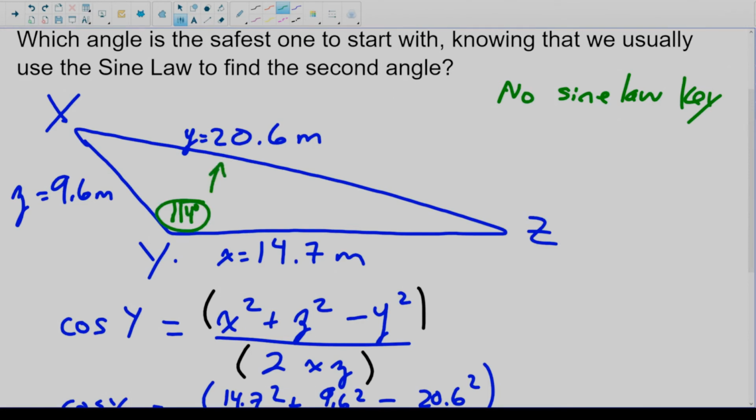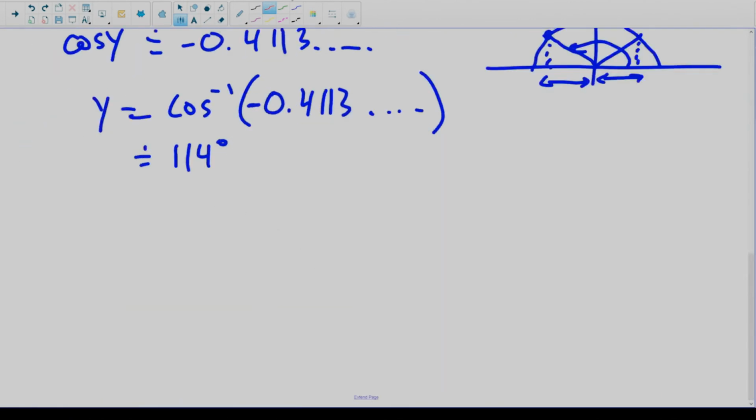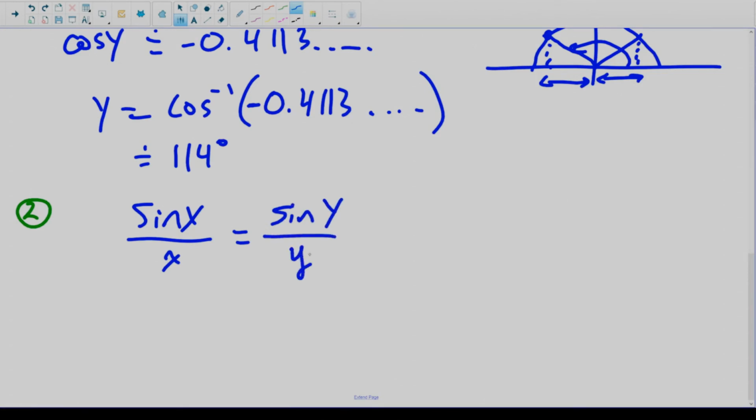Okay, well now I have a sine law key. So let's say we find angle X next. This will be step 2 here. We're going to do sine x over little x is equal to my key values, sine big Y over little y. And because my y side is bigger than my x side, I don't have to worry about the ambiguous case. So I'm going to isolate and sub in the numbers as I go.